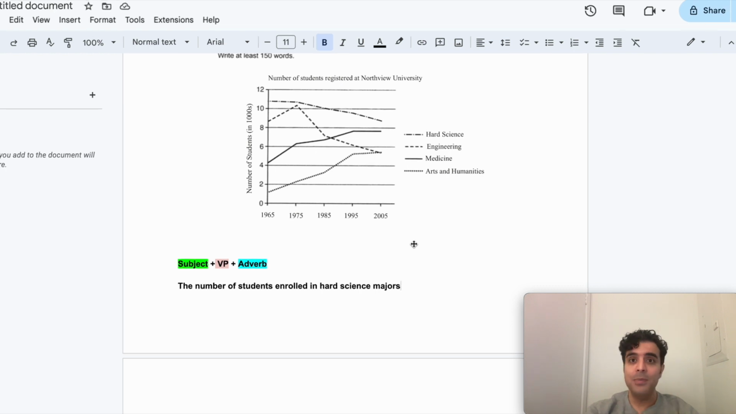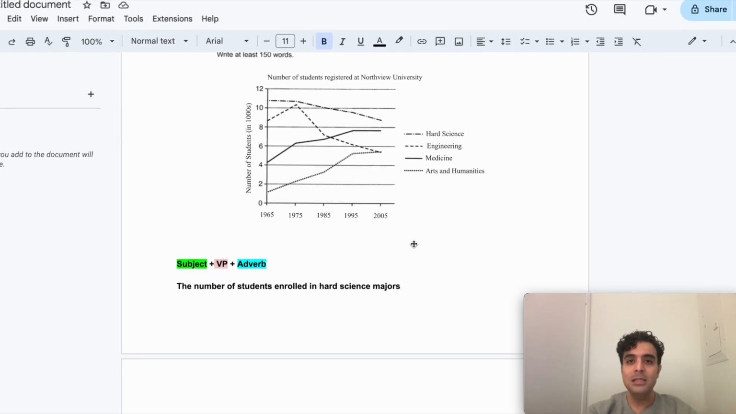Sometimes students forget and they end up writing sentences that are really meaningless, because when you say the number of students increased or decreased, which group, right? So you need to be specific. The number of students in hard science majors. Okay, so I need a verb. I can use decreased, declined, fell, dropped, right? Any of the verbs that we looked at before. I'm just going to use decreased.